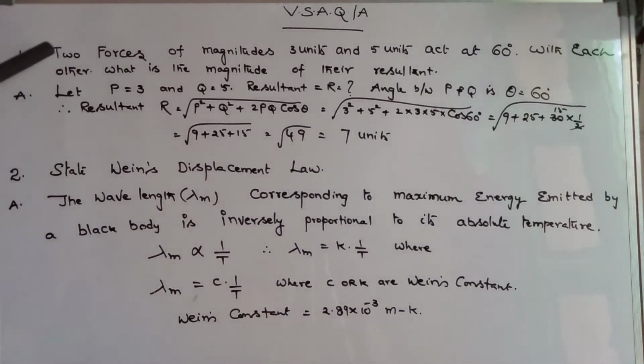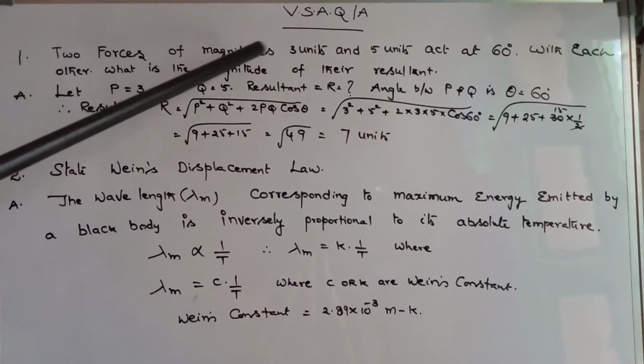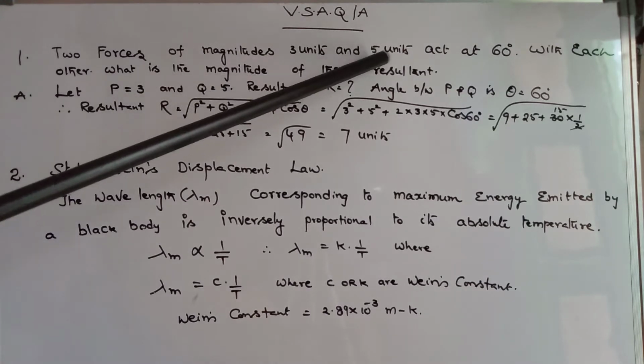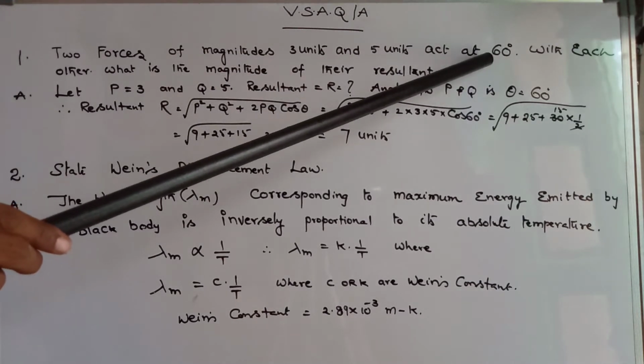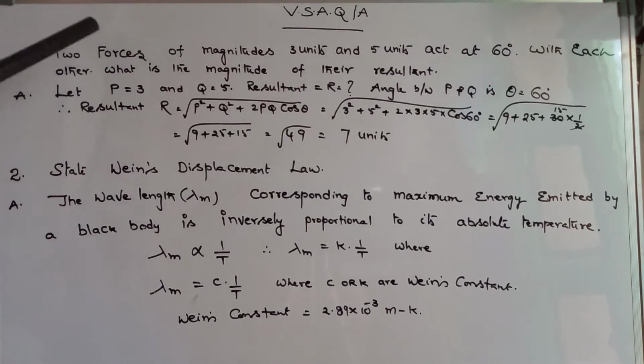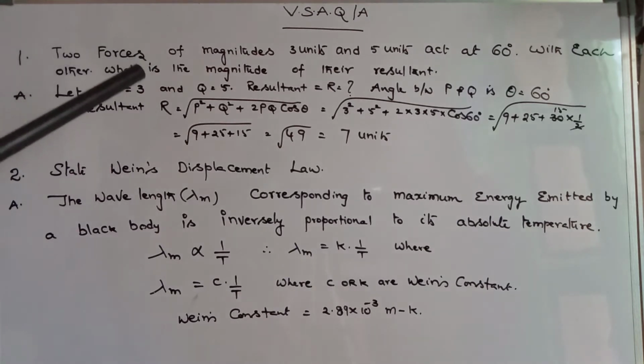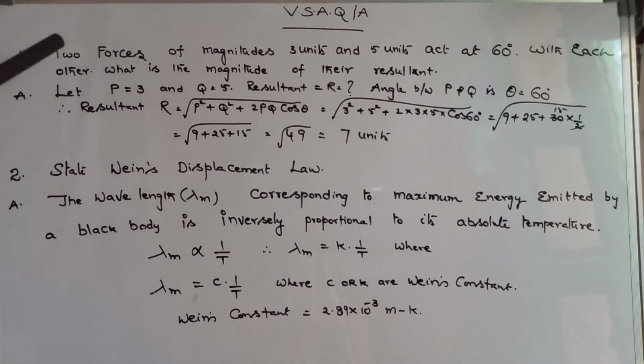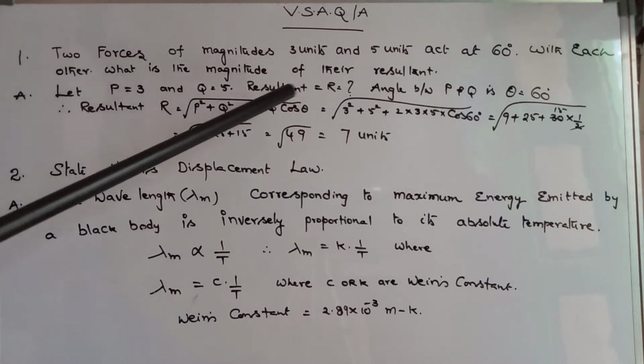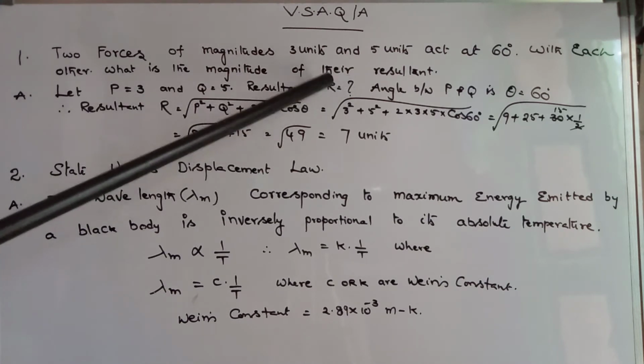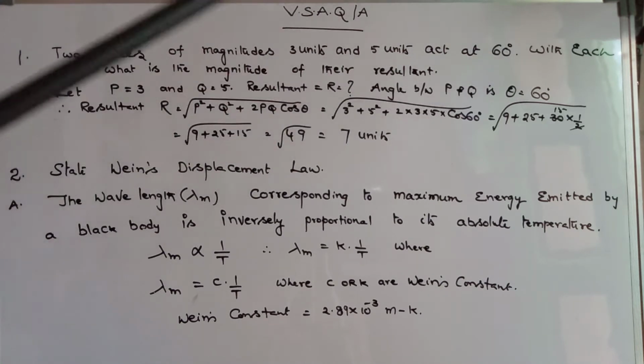I repeat the question: two forces of magnitudes 3 units and 5 units act at 60 degrees with each other. What is the magnitude of the resultant? This is a question from vectors. Let the two forces be P and Q. P is given as 3 units and Q is given as 5 units. The resultant is R, and the angle between P and Q is 60 degrees.